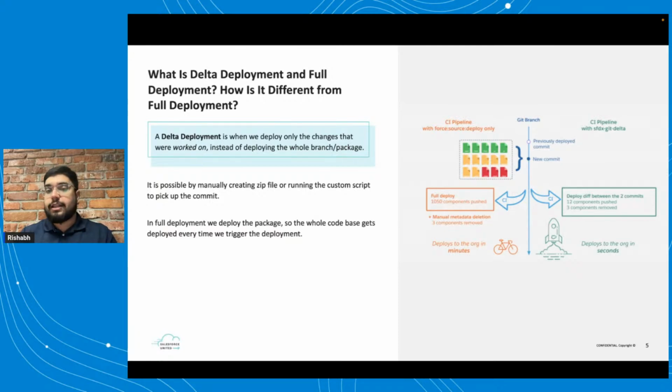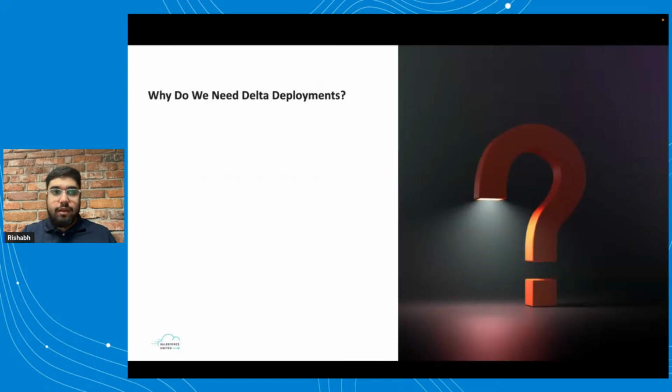So full deployment is nothing. Like I said, it's taking the whole branch or whole package and deploying it to the target org without cherry picking the changes we did. Now the question is, why do we actually need delta deployment when the work is being done with the full deployment? As I said, it's faster than the full deployment. When we are deploying 2 or 3 thousand components as compared to 3 or 4 components, obviously it's going to be faster than the full one.